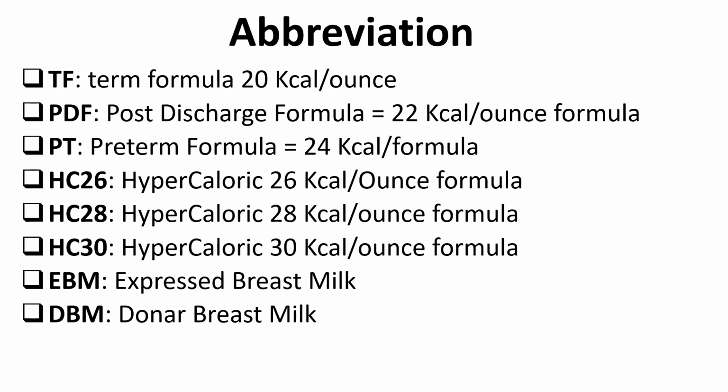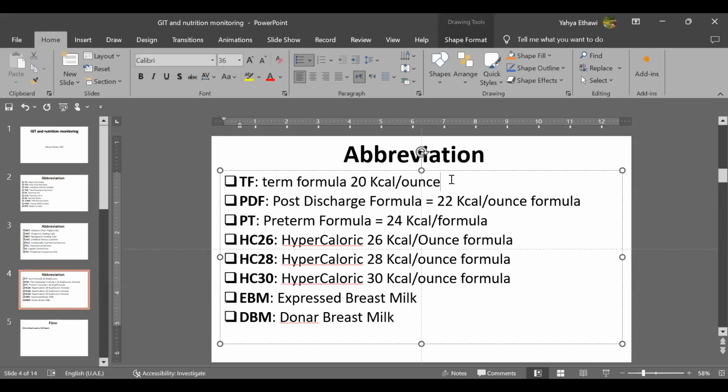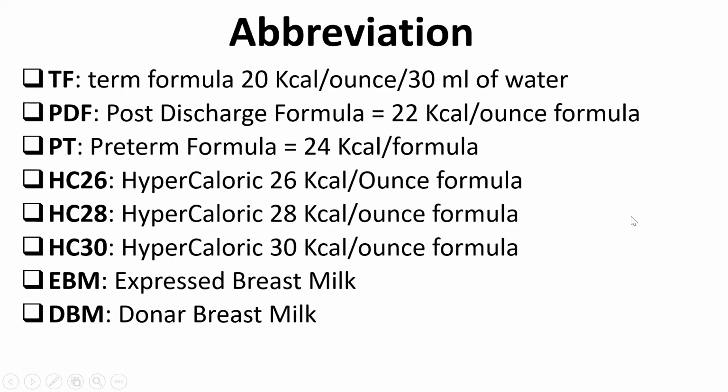Now we have also TF, which is term formula. So term formula is 20 kilocal per ounce, and let me make it more precise, per 30 ml of water. So same. Okay, is term formula clear? Please, I want everybody to answer me. What is term formula? It's 1 scoop, 1 ounce in 30 ml, and gives us 20 kilocalorie. I want everybody to tell me whether they did understand what is term formula or not, because everything will be based on the term formula.